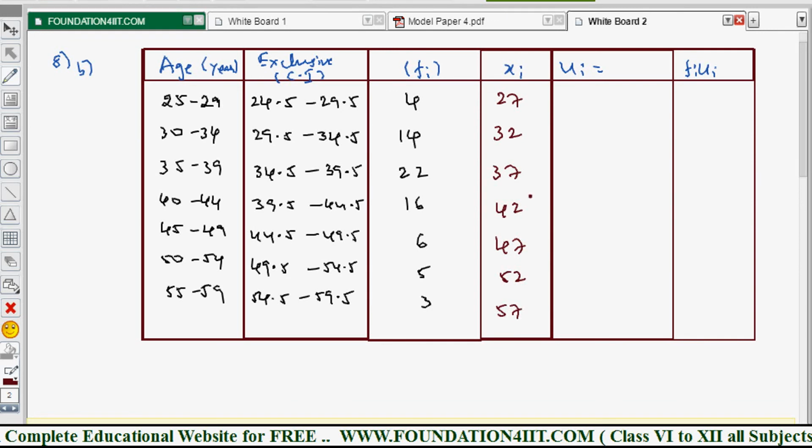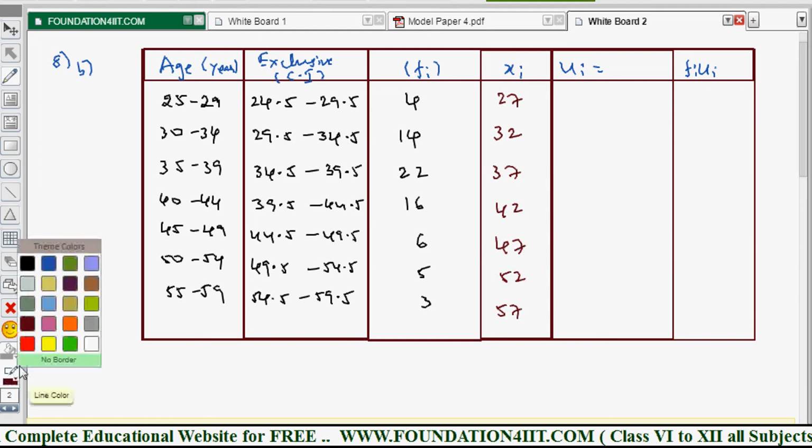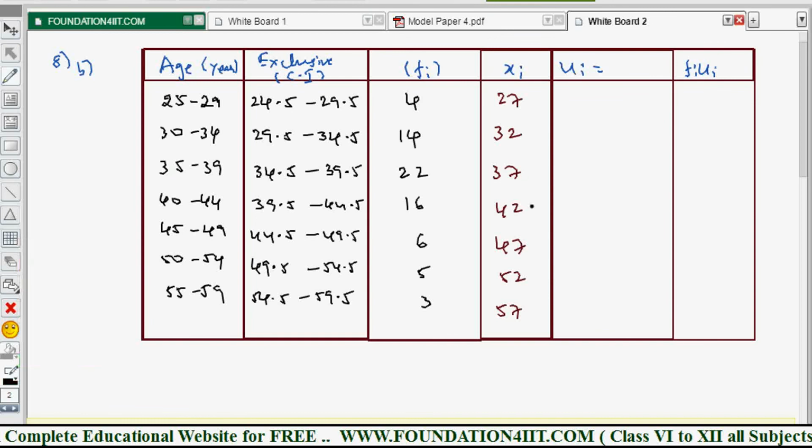So let us assume one of the middle numbers. I am taking 42 as the assumed mean. One number you can assume. Generally we take the mid value, the center value, from this class range. So 42 is assumed. That means ui is equal to xi minus 42 by class size, which is 5. Class size, 24.5 to 29.5, the gap is 5.